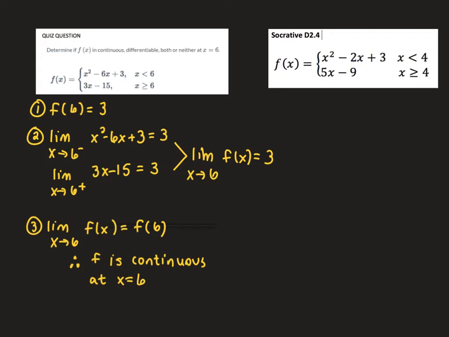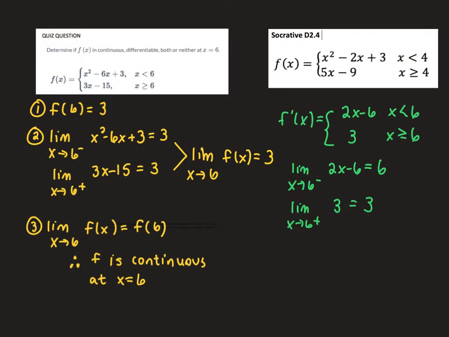then I need to check if the function's differentiable, and my first step is to find f prime. And I need to make sure that my slope coming from the left side of 6, because that's what f prime is, it's just a slope, is equal to my slope or my f prime coming from the right side of 6. So what I see is my slope coming from the left side is a 6 and from the right side is a 3.